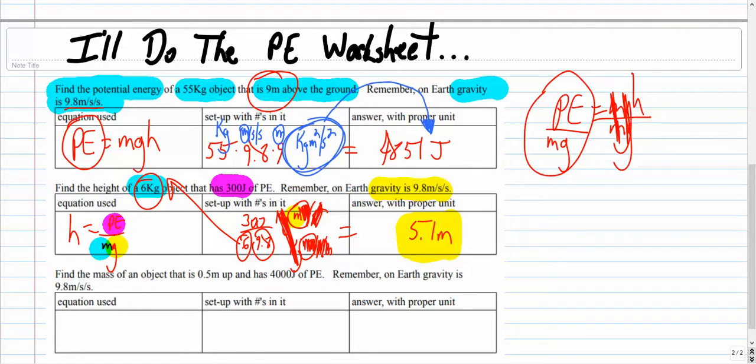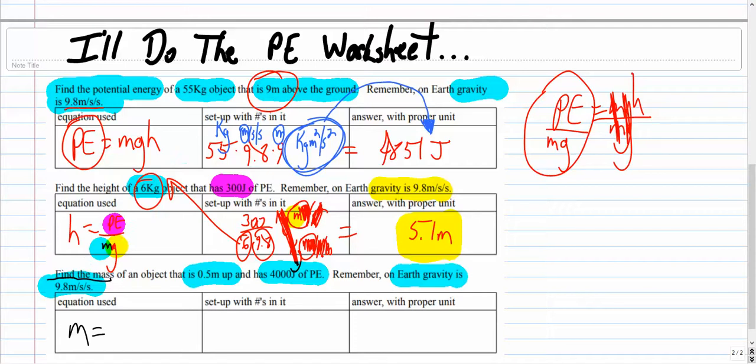Third problem. Let's see here. Find the mass. Well, that means we're going to have m equals, let's see here, 0.5 meters up, so that's the height, 4,000 joules of PE, that's the energy, and then I remind you here that gravity is 9.8.